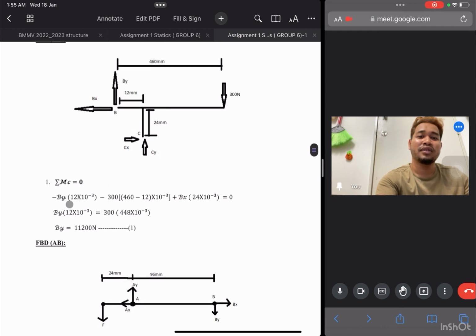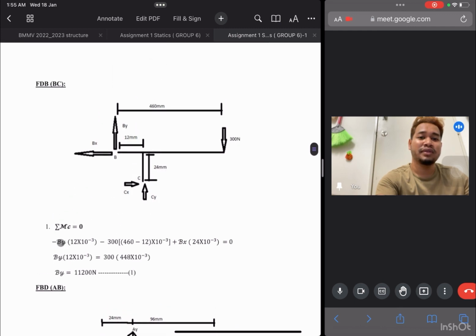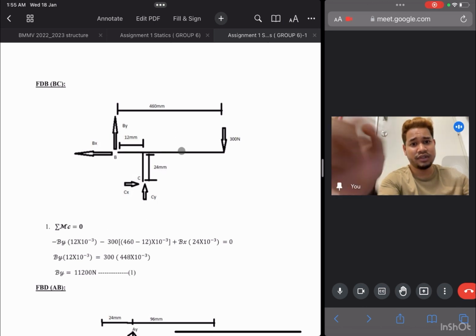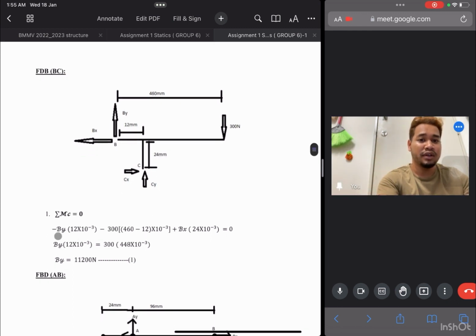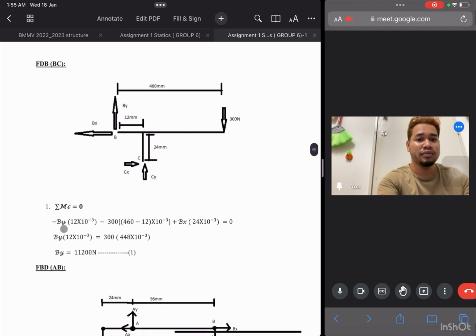So we get first negative By. Point C is here. When the force is going down, it will be clockwise. So that's why it becomes negative By.